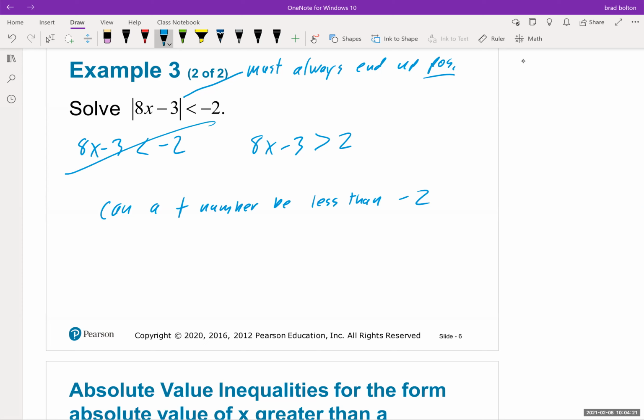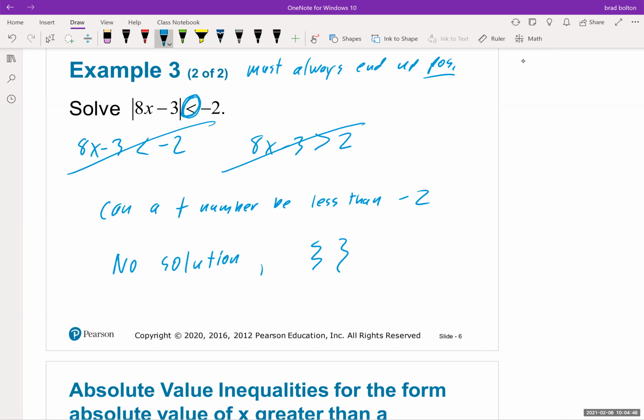No. So I cannot even do my positive version, my negative version. It doesn't even make sense to talk about it, okay? Because from the beginning, I noticed that we're saying that an absolute value is less than a -2. That's impossible. It cannot happen. So no solution, or I'll just write the empty set, the set of nothing. So that one's actually easy.